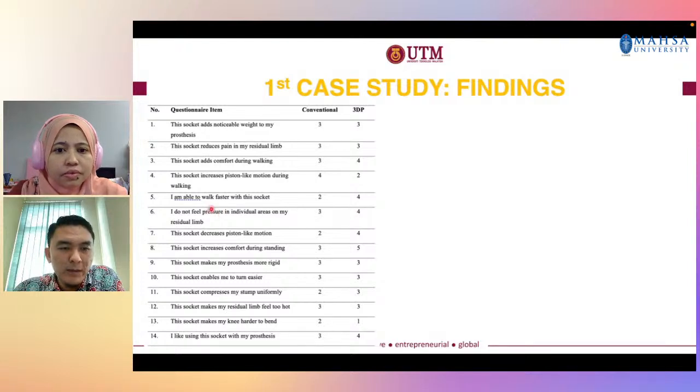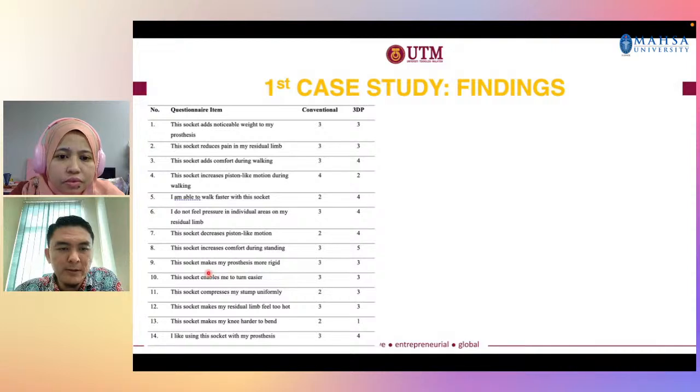And also able to walk faster with the socket: number 4 for the 3D printed. Do not feel pressure: number 4 for the 3D printed. This socket decreases piston motion, similar to the previous question: number 4. And then, this socket increases comfort during standing. The patient put the highest, which is 5. So the patient feels that the socket is very comfortable during standing.